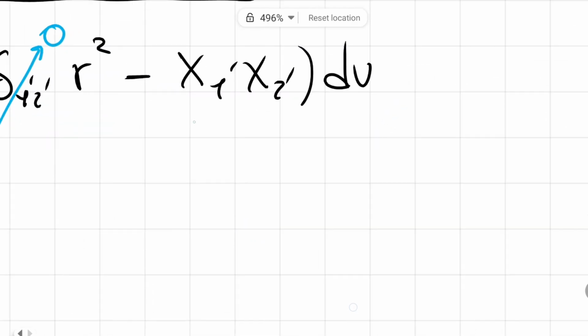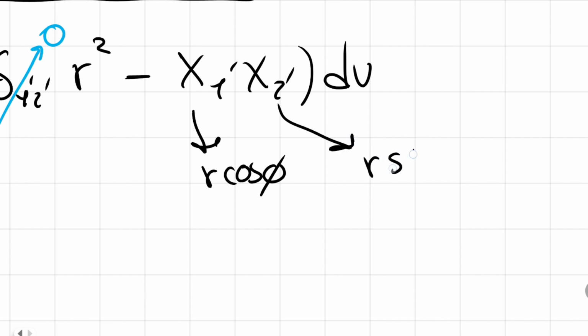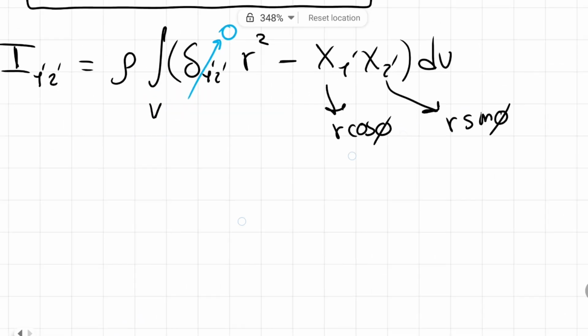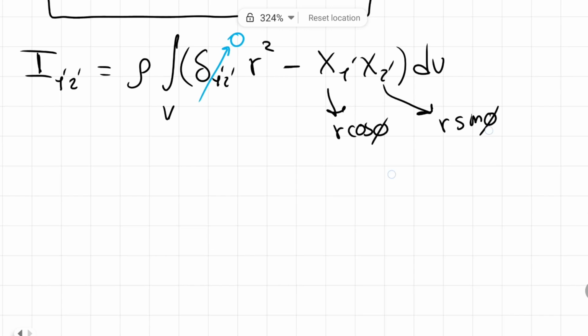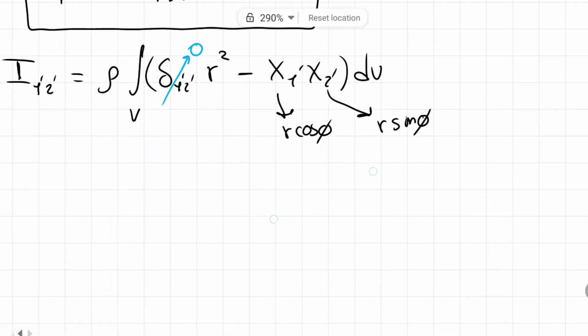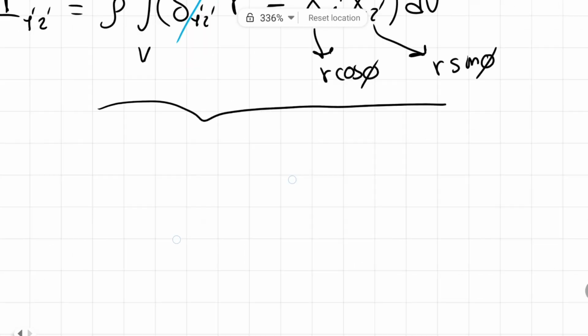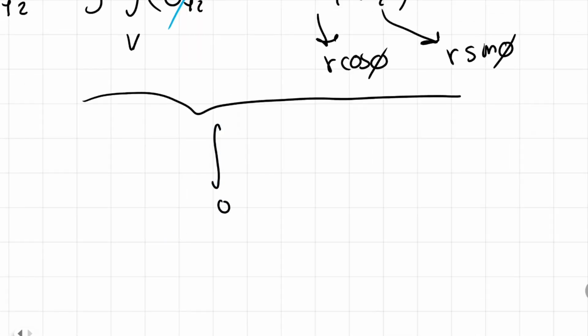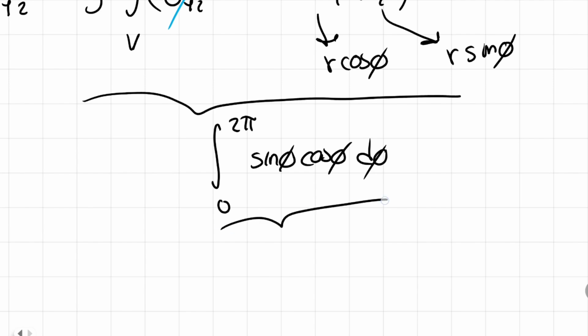And here we are going to get that this is r cosine of phi, and this is going to be r sine of phi. So we will get r squared cosine of phi times sine of phi. So again, the integration of the phi variable is going to be from 0 to 2 pi. So that means that all this expression will have an integral like this: the integral from 0 to 2 pi of sine of phi cosine of phi. So we can immediately see that this is going to be equal to 0.